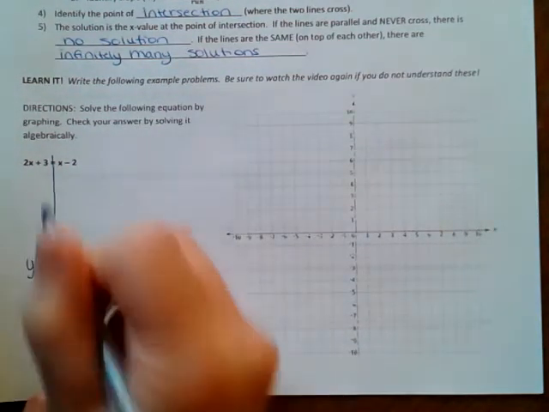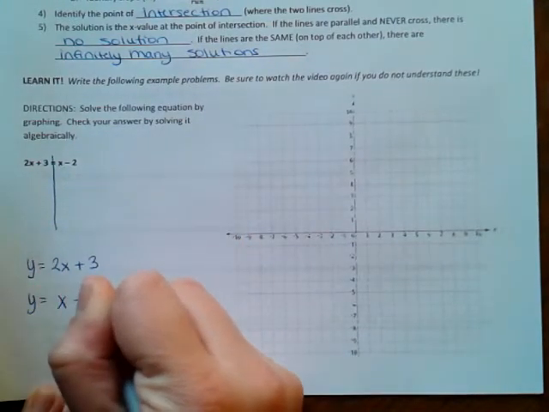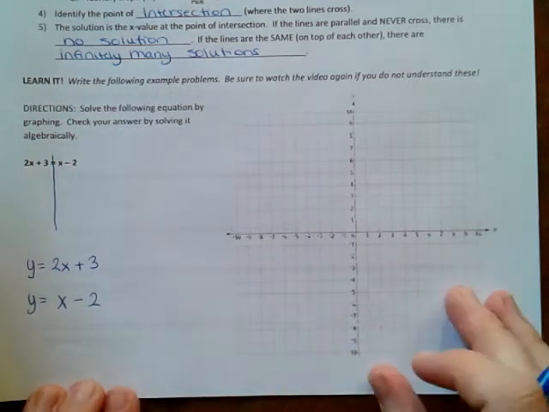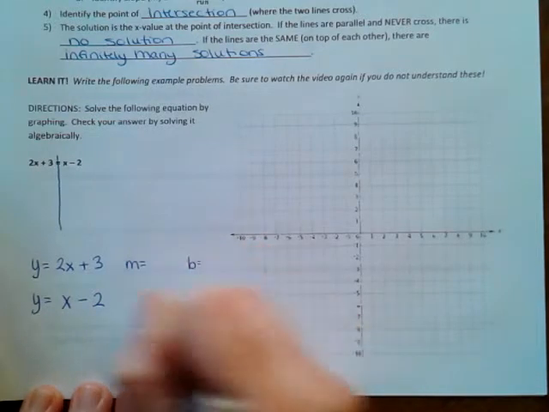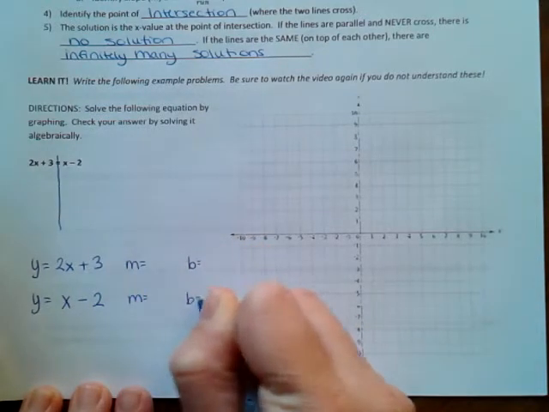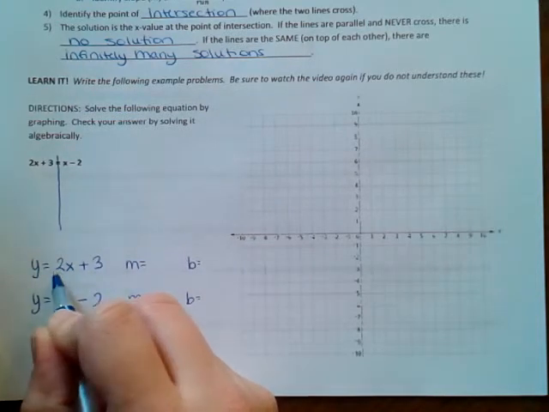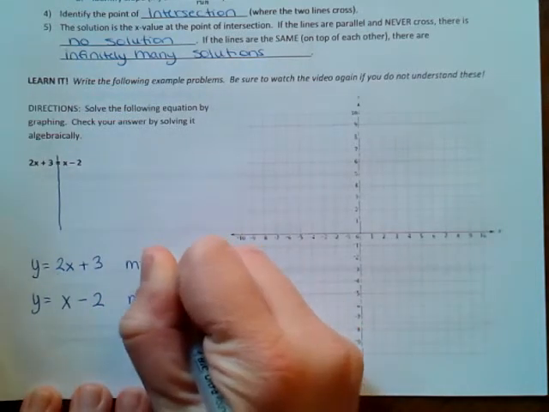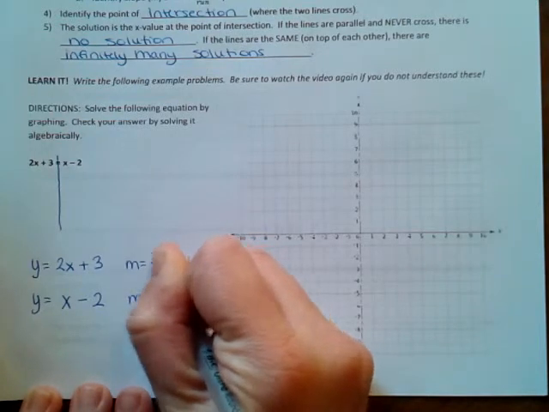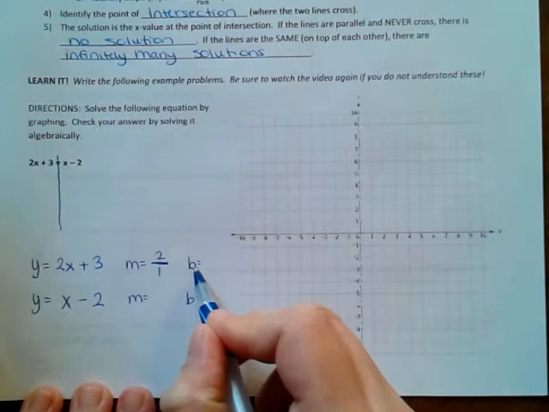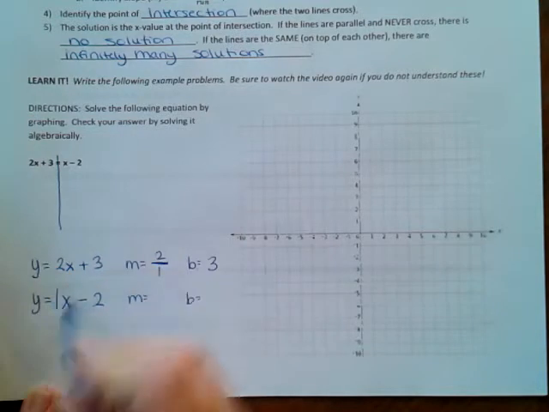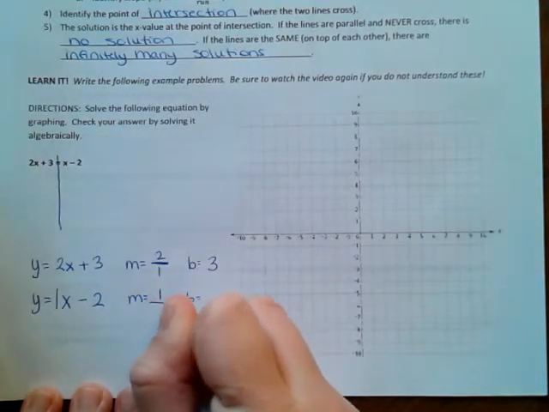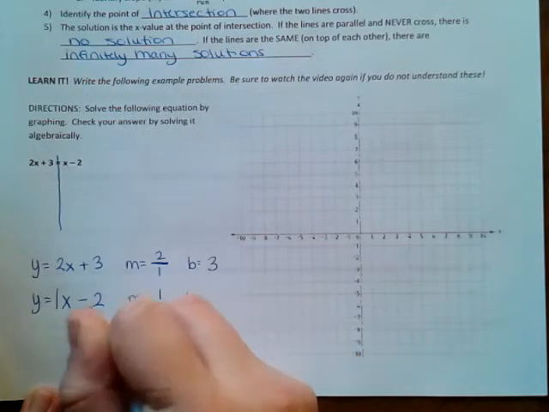And then I'm going to write a second equation, y equals the right side, x minus 2. Now I know in order to graph these equations, I need to know the slope, the m, and the y-intercept, the b. This is a review from what we did a few weeks ago. So in this one, I see my slope is 2, or I know that that's the same as 2 over 1. There's an invisible 1, and I want my slope to be in the form of a fraction. And my b, my y-intercept, or my starting point, is 3. In this equation, I know there's an invisible 1 here, so my m is going to be 1, or 1 over 1. And my b is going to be negative 2.